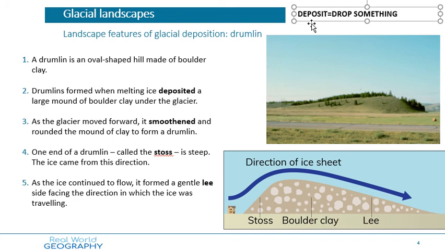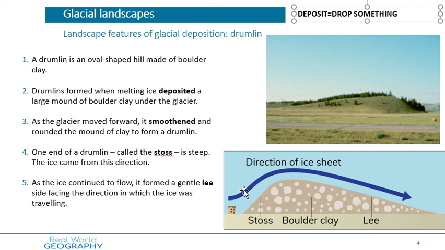So a drumlin is an oval shaped hill made of boulder clay. Guys, boulder clay is just the simple material that a glacier carries, and that's basically rock, bits of earth, bits of mountain, that kind of thing. Okay, a drumlin forms when melting ice deposits a large mound of boulder clay under the glacier.